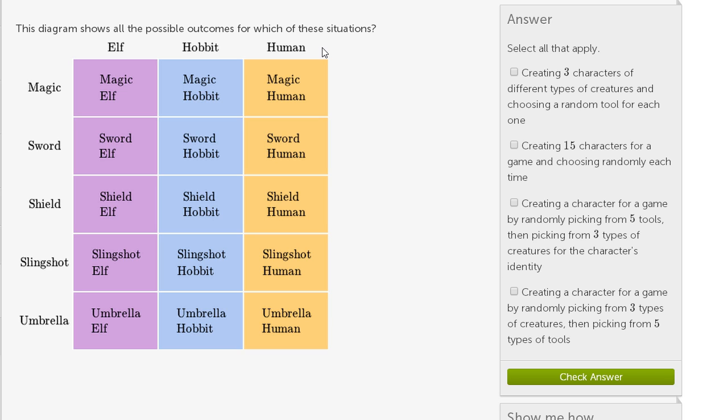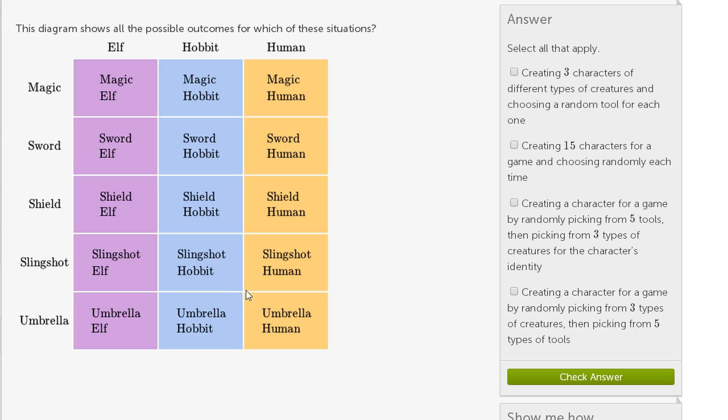And there's a couple of ways we could do it. We could say, hey, look, I'm going to create a character in this, looks like some type of fantasy game. And I'm first going to pick one of 5 different accessories or tools or weapons. And then I'm going to pick the type of character it is. So there's 5 possibilities here. And then for whichever one I pick, there's going to be 3 possibilities. So you have a total of 5 times 3 different outcomes.